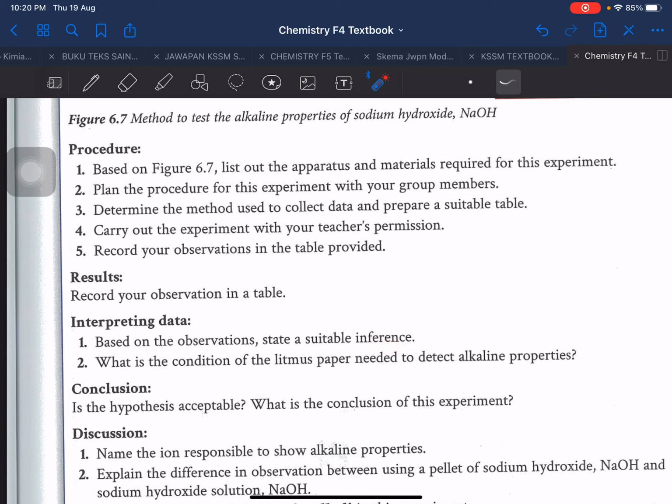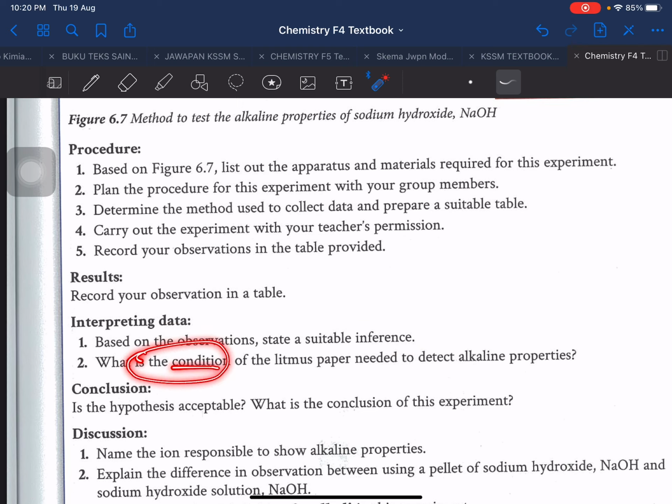Just now I told you, inference is your answer for the observation. Why is there a color change? Why is it changing from red to blue? What is the inference? Because there is the presence of water. Because there is water present in the experiment. Like that. What is the condition?